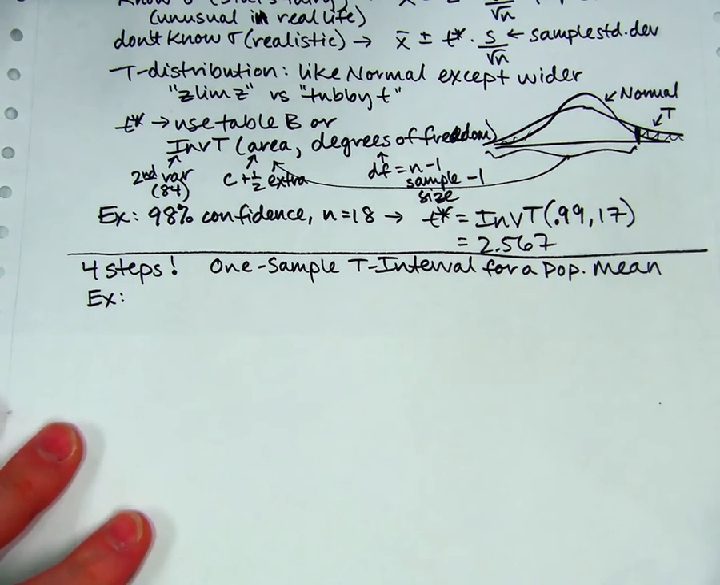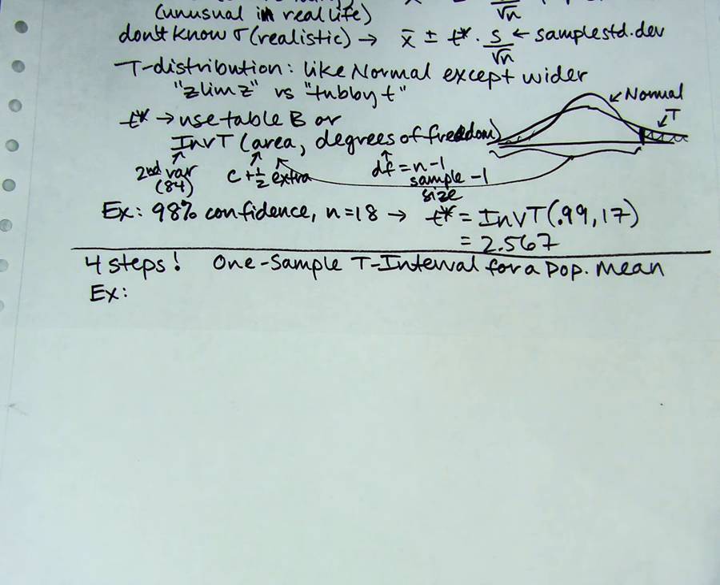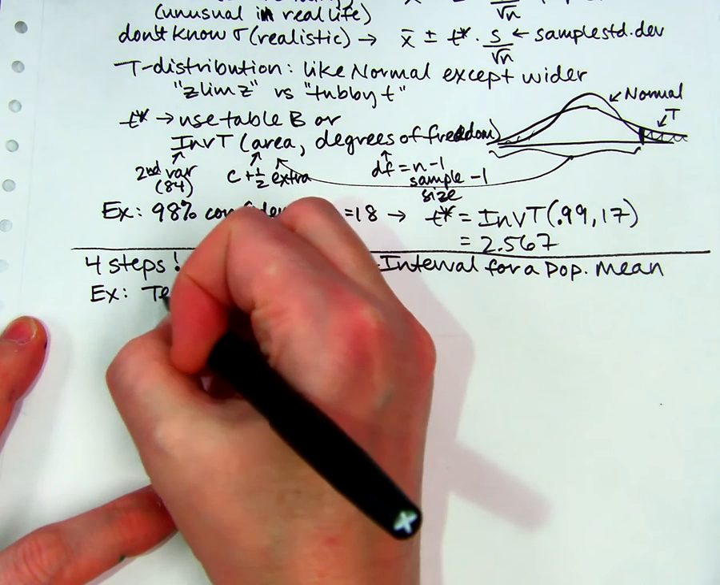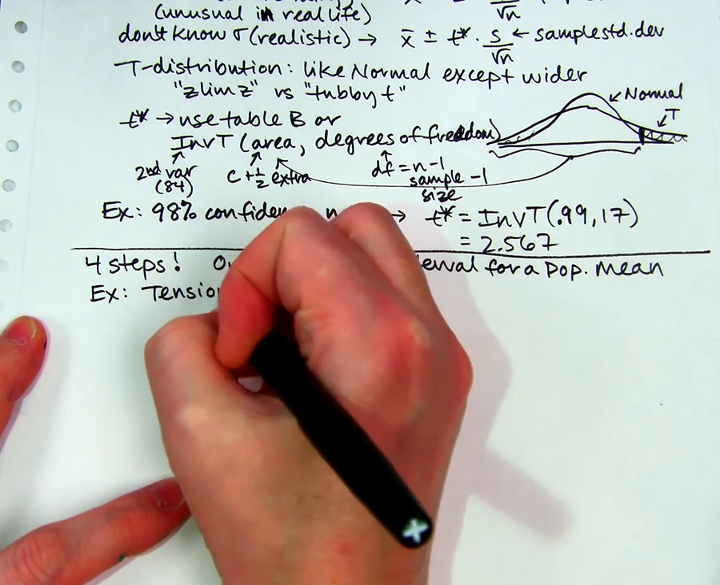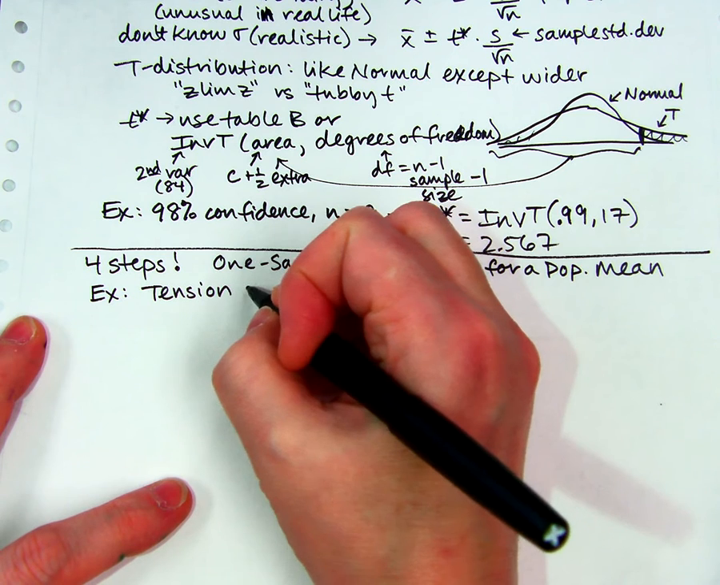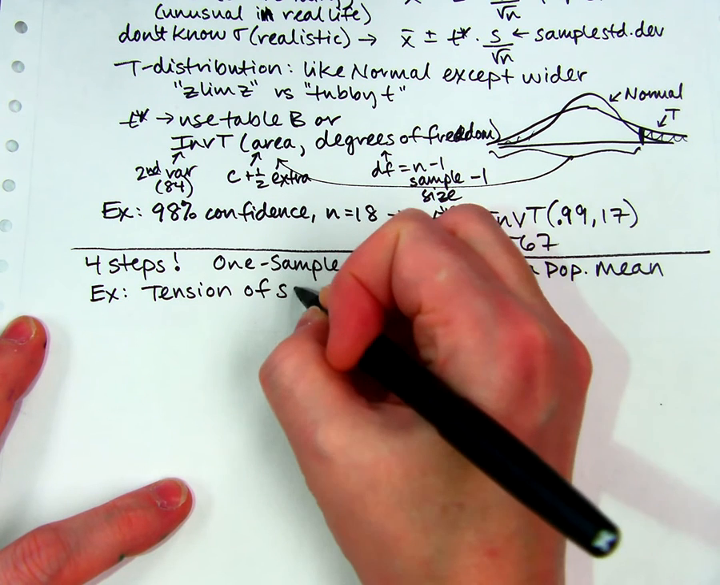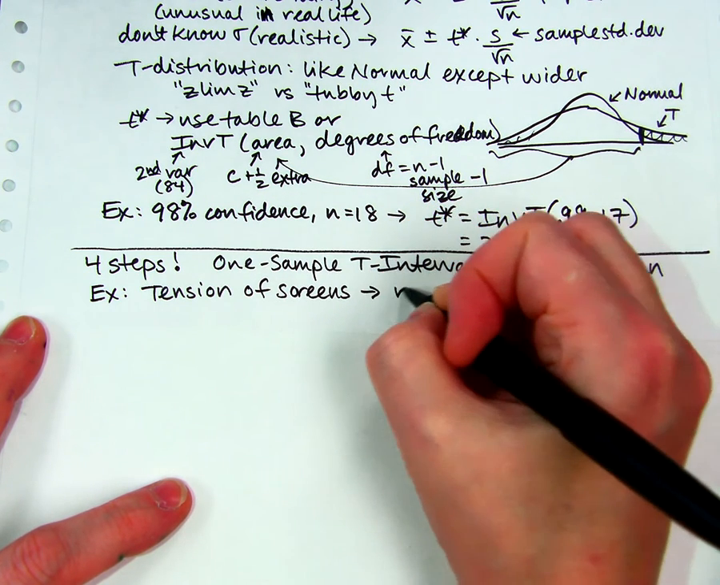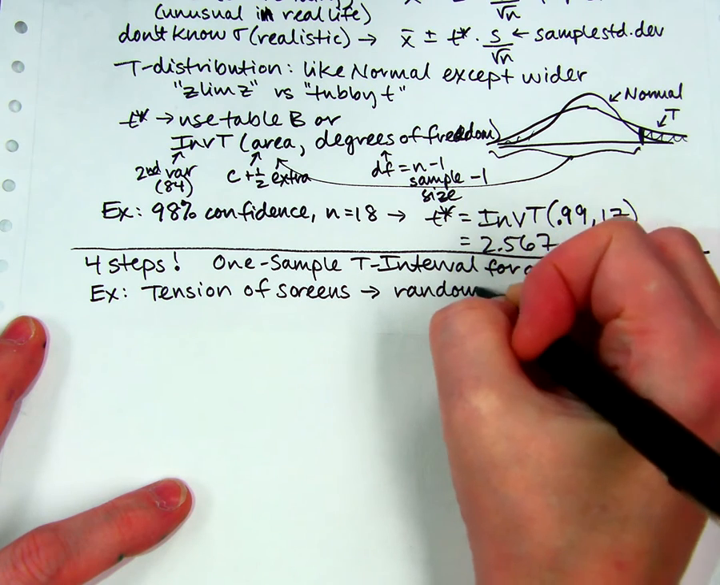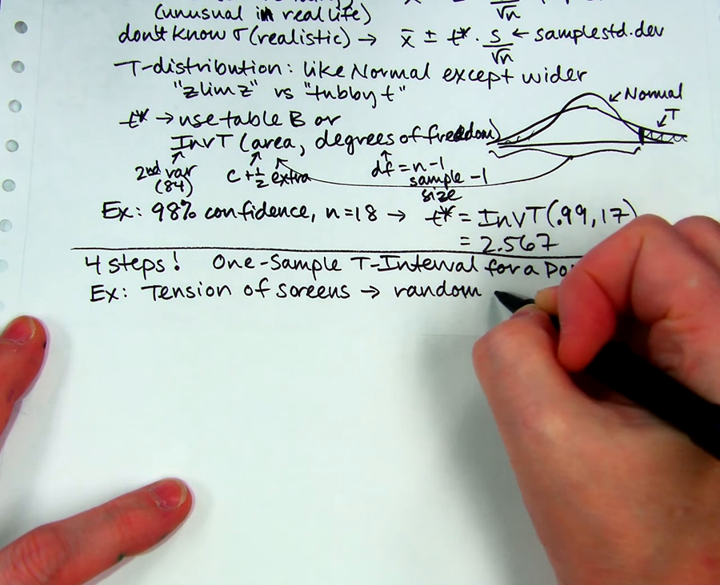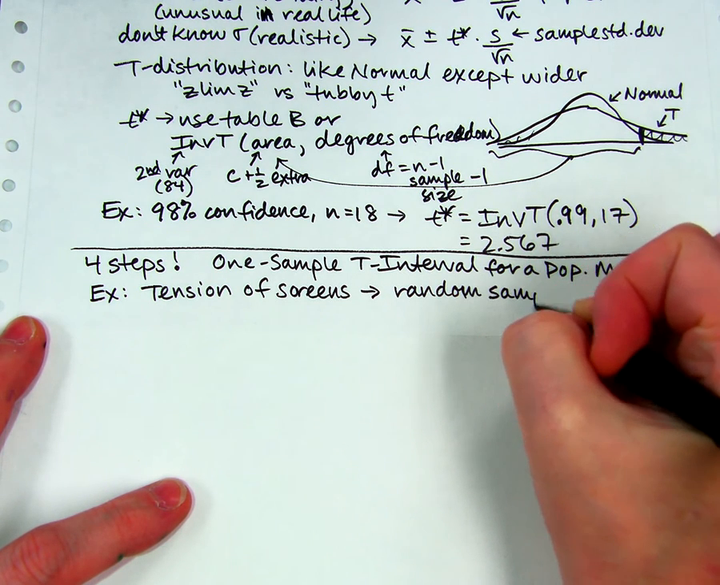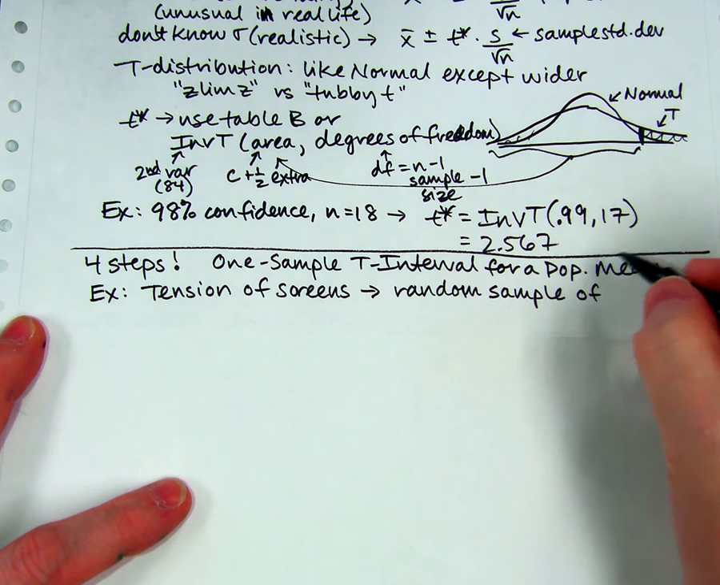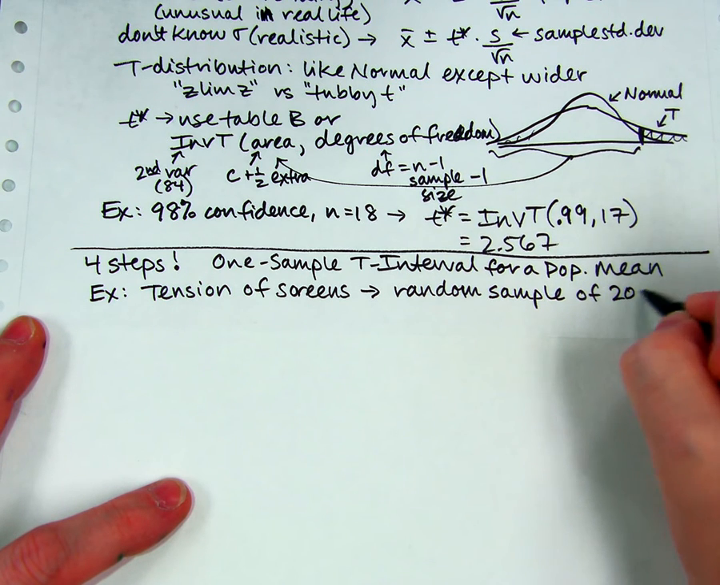So let's say we are working for a manufacturer of computer monitors. We're testing the tension of the screens, which is supposed to be a certain value. And if it's not, we're going to have to fix our manufacturing process. So we take a random sample of screens, and quality control means we test them to see if they are within specifications.